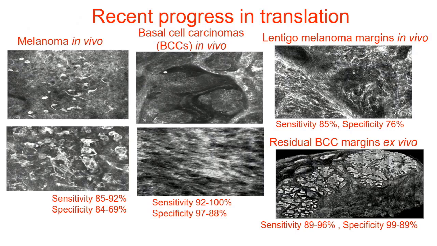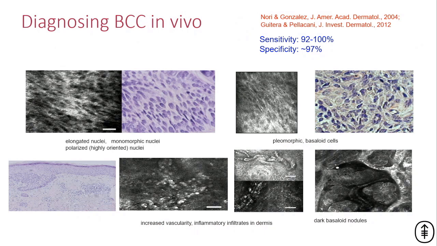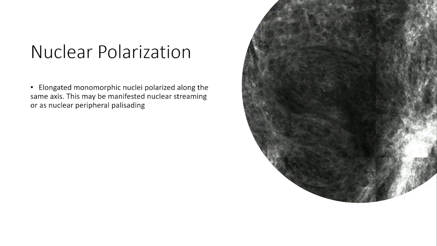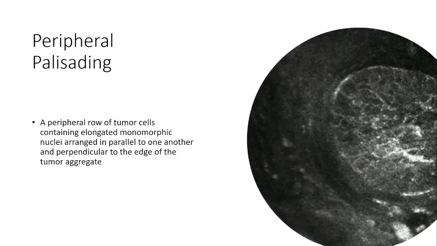For me, the diagnosis of melanoma, basal cells, and squamous cells is really the bread and butter of this imaging, but it goes way beyond that. We can definitely diagnose BCCs in vivo, and all these features have been very much tested and worked out. Just to show you a little bit, these are elongated monomorphic nuclei, so this streaming pattern is very typical for basal cell carcinoma. Along with the nuclear polarization, the nuclei are polarized along the same axis, so they're streaming in this direction. And we can see this under histology, and we can also see it under confocal.